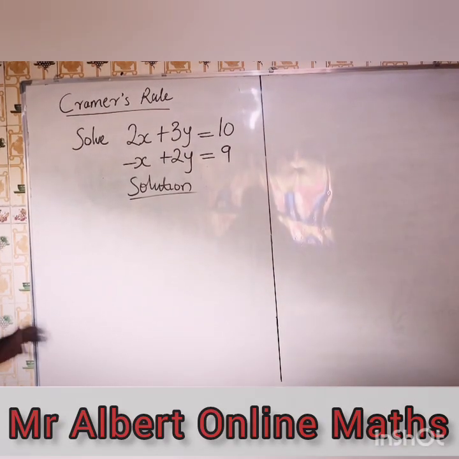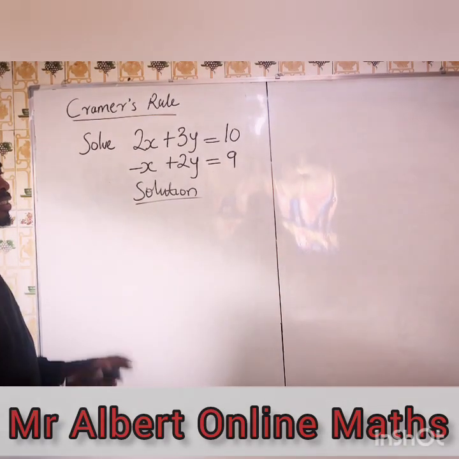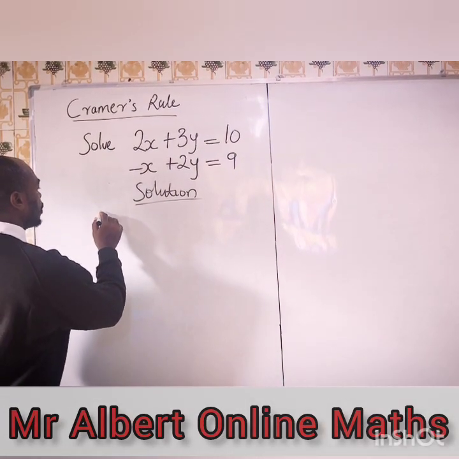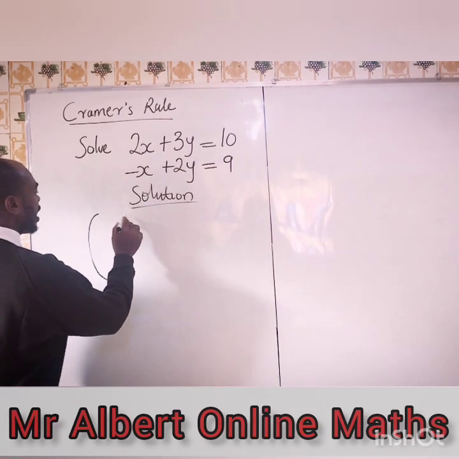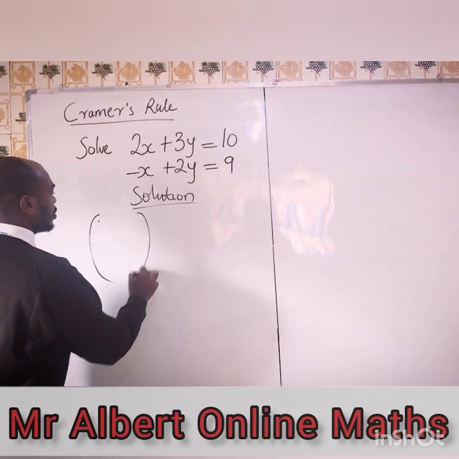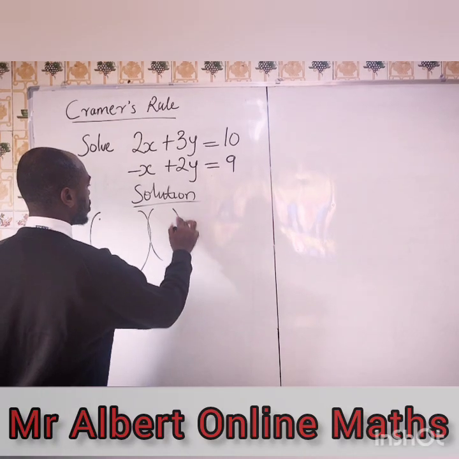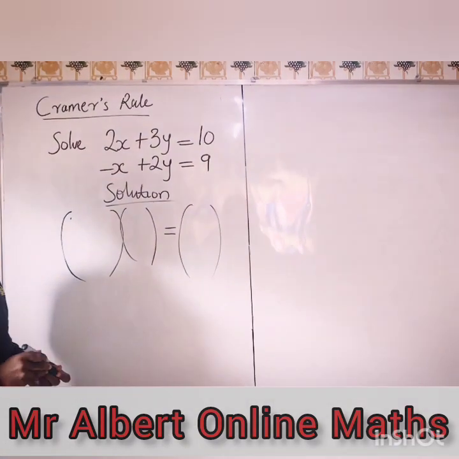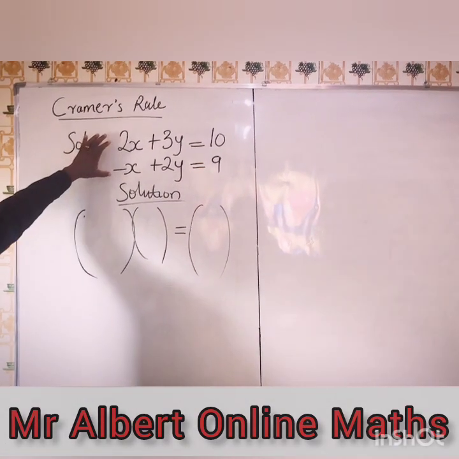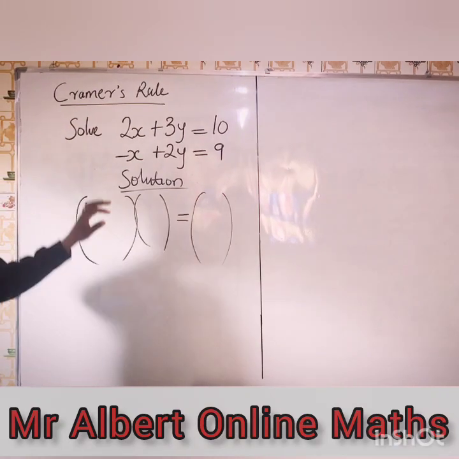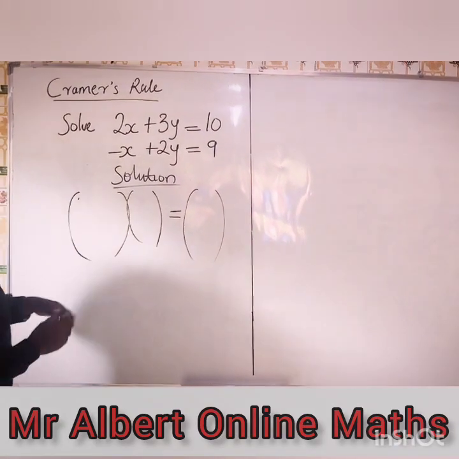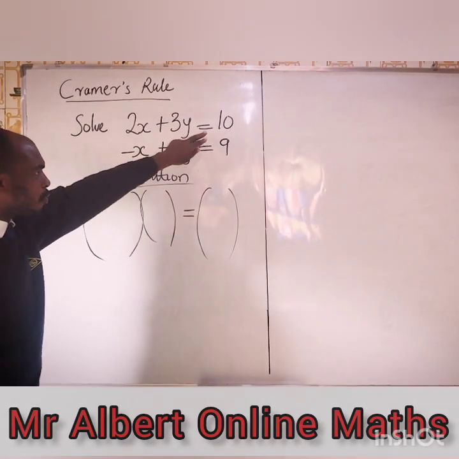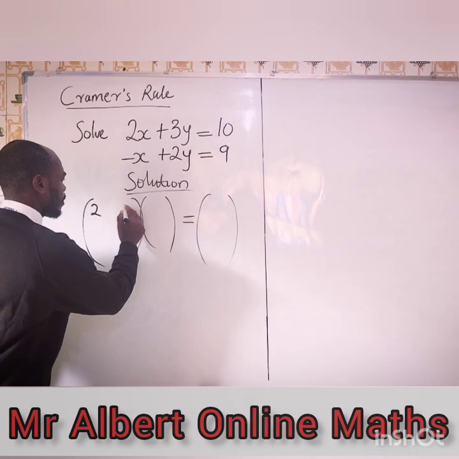At first we are going to write these equations in determinant form. First of all, put it in matrix form. We have this bracket. What we are going to do is to input the coefficients of the variables. The coefficient of x is 2. The coefficient of y in equation 1 is 3. It's very easy to solve.